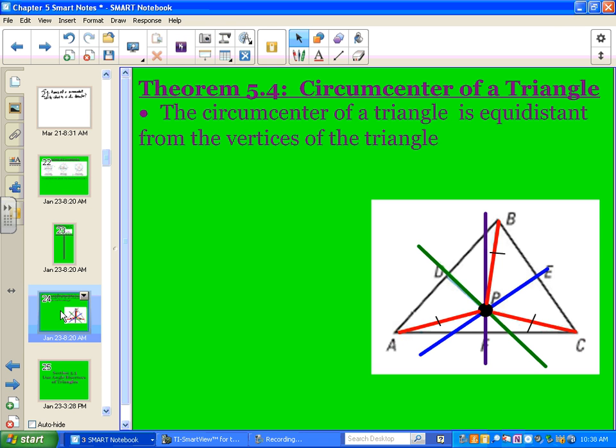This theorem is made possible because of what other theorem? This theorem only works because of what else, Nicole? The perpendicular bisector theorem, very good, which says what? Any point that falls on a perpendicular bisector is equidistant from the endpoints of the segment. A circumcenter falls on all three perpendicular bisectors of the triangle. So the circumcenter is equidistant from all the vertices, yes.